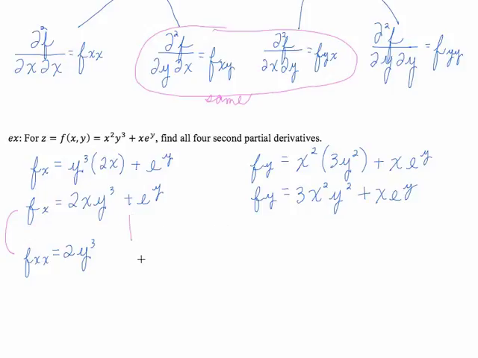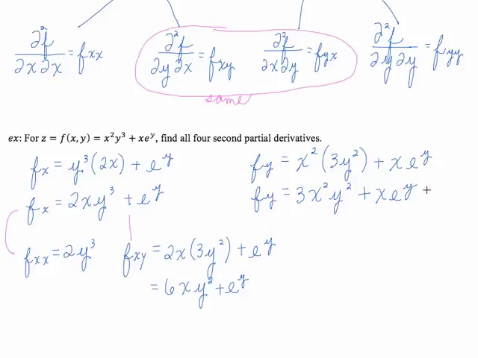Okay. Then let's find fxy. So now I'm going to differentiate that one with respect to y. So I'll treat the x as a constant. Therefore, 2x is the coefficient of y cubed. So we get 2x times 3y squared. And the derivative of e to the y, treating y as the variable, is itself, e to the y. So that one simplifies to 6xy squared plus e to the y.